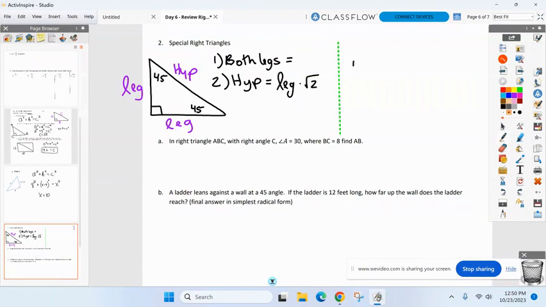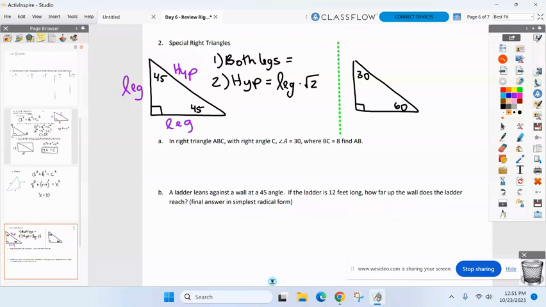The other special type is if the two other angles are 30 and 60. 30, 60, 90. So do you think the two legs are going to be the same here? No, right? They're 2 different degrees. But I will have a smaller leg and a longer leg.